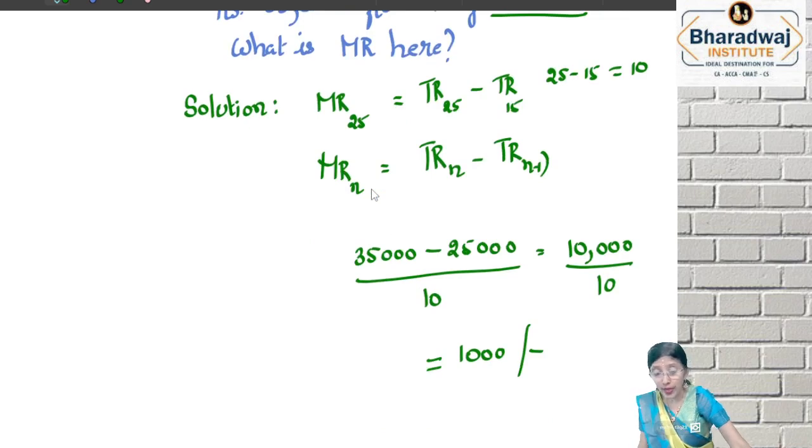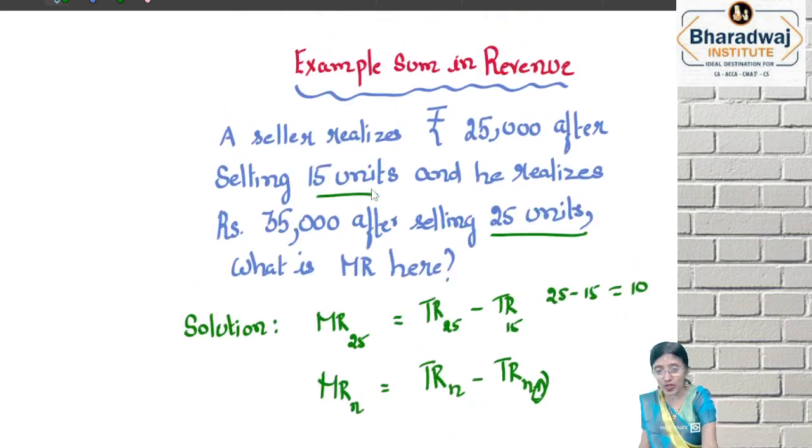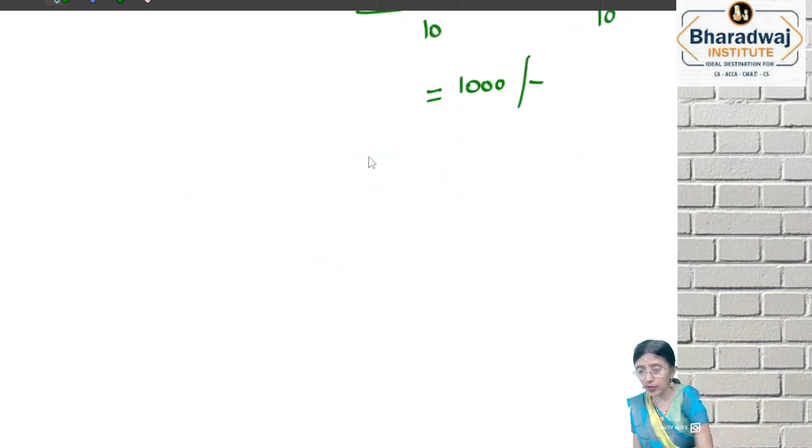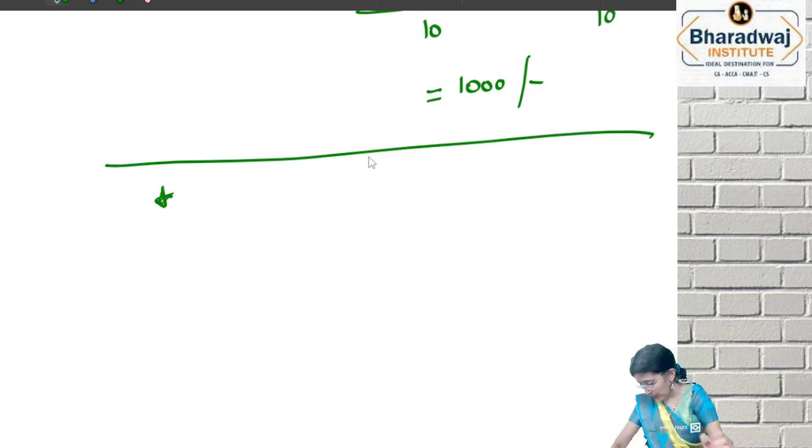So my MR is the change in TR divided by the change in quantity, where the change in quantity is what you are given: 25 units minus 15 units. So this is one type of problem. But the other type of problem which you have seen or discussed, I'll also give you an example sum of that. Okay.